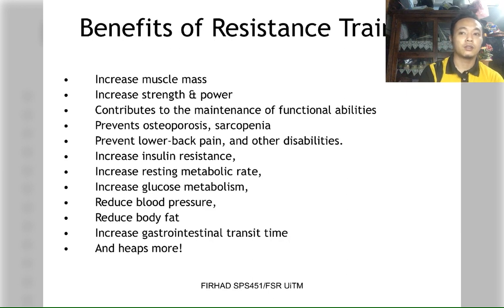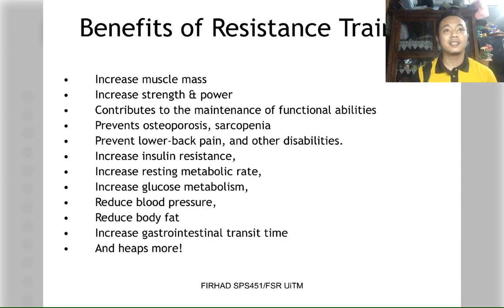When we talk about sarcopenia and osteoporosis, it is the disease that you can relate to loss of bone mass and strength. There are some factors that influence this disease, such as age, gender, and rate of your physical activity. Next point is prevent lower back pain and other disabilities. Next point is increase insulin sensitivity. When we talk about insulin, it is whether your insulin works efficiently in your body.